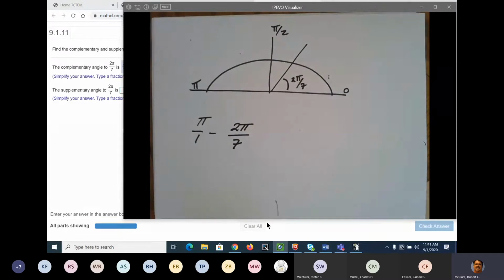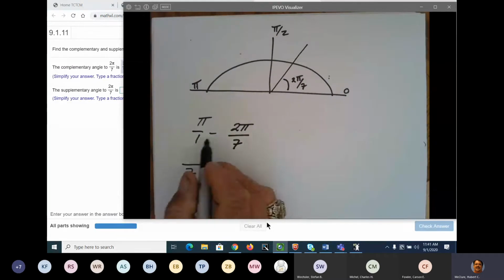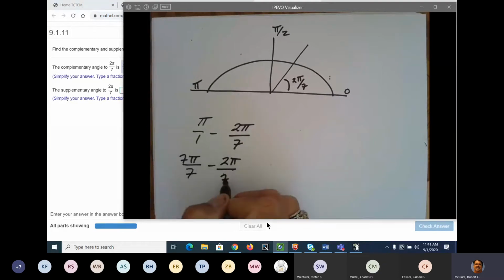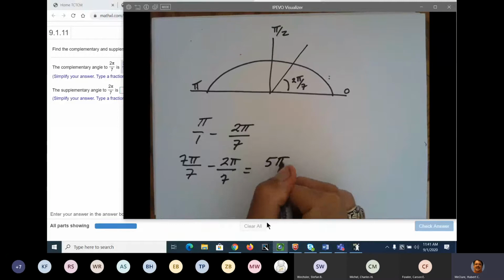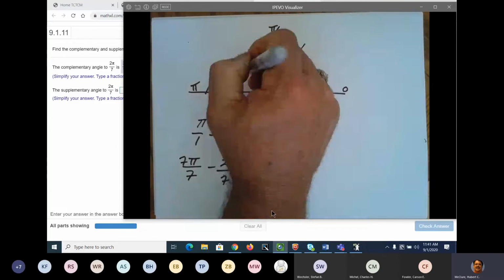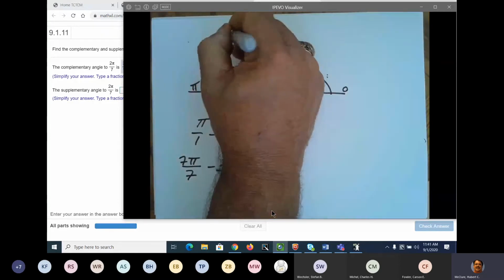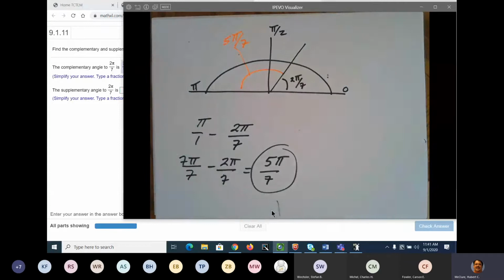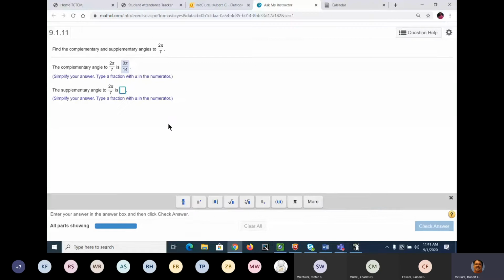And of course, you got to have a common denominator. So 7, make that 7 pi minus 2 pi over 7 is equal to 5 pi over 7. So this angle right here is 5 pi over 7. So this one's going to be 5 pi divided by 7.